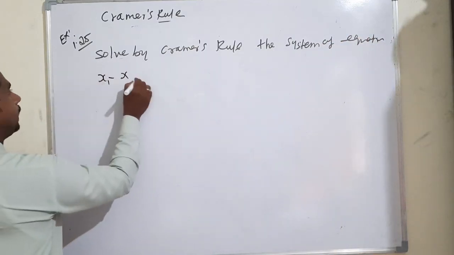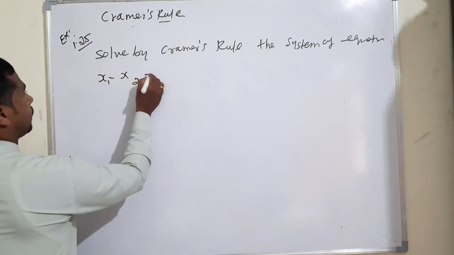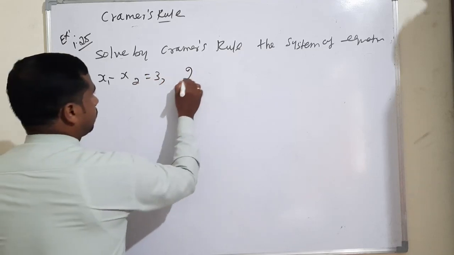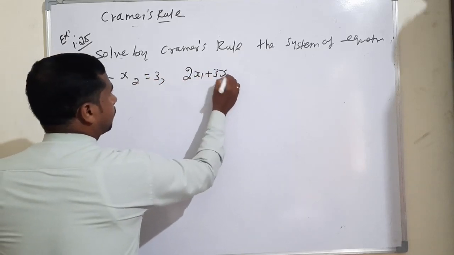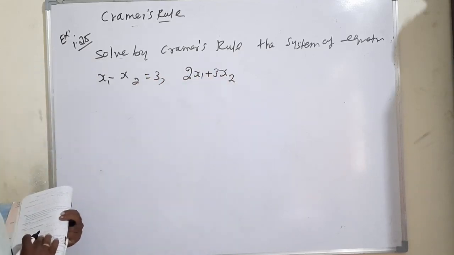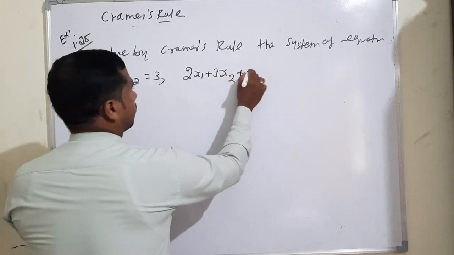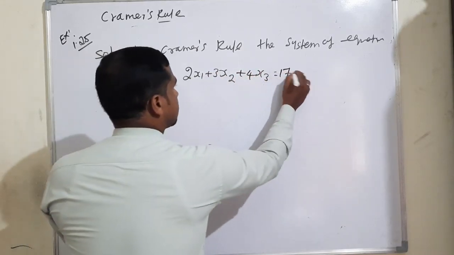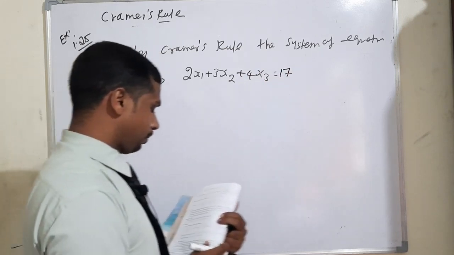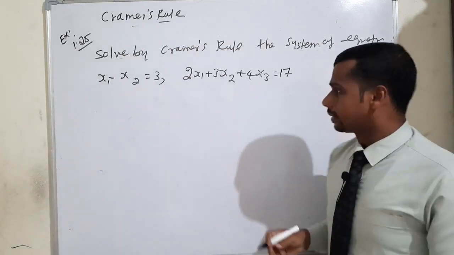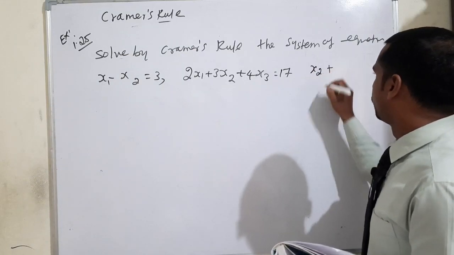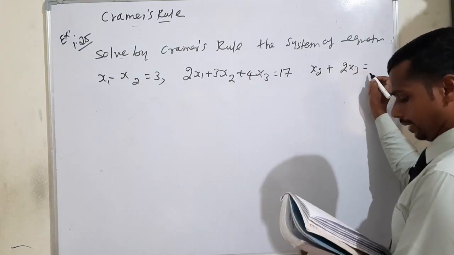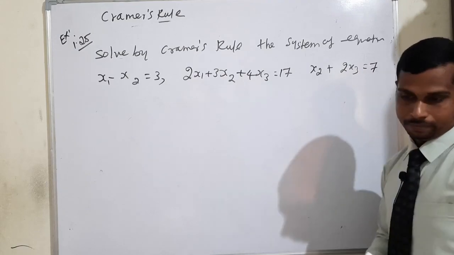X1 minus X2 is equal to 3. Second equation, 2X1 plus 3X2 plus 4X3 is equal to 17. Third equation, X2 plus 2X3 is equal to 7.